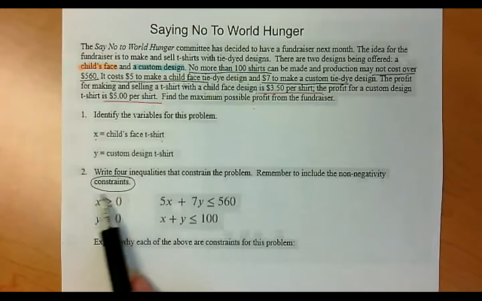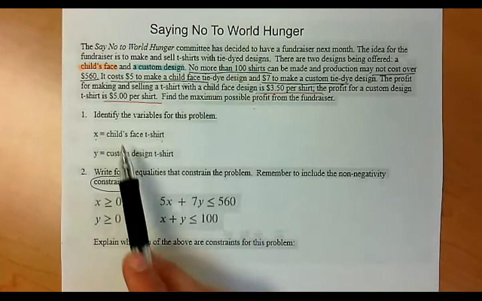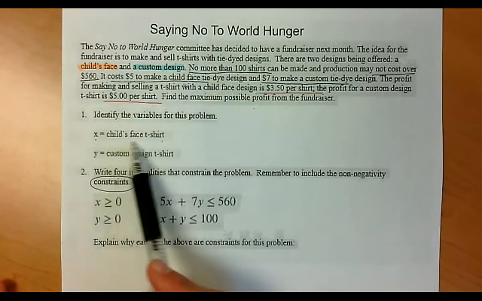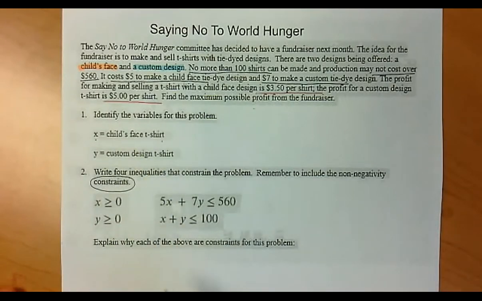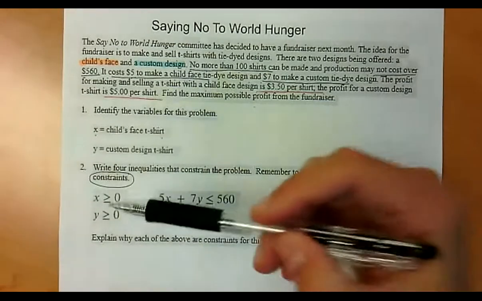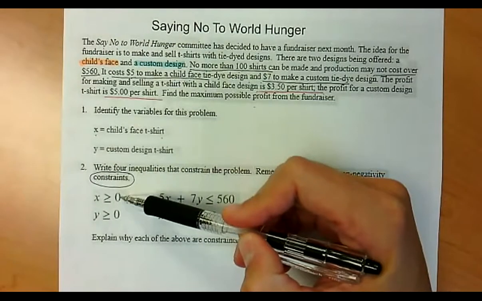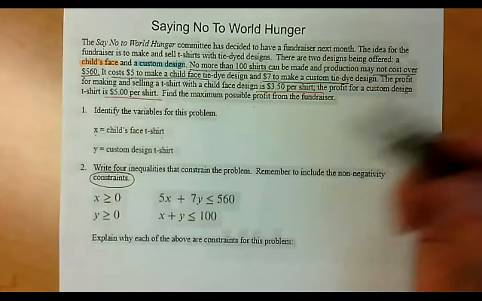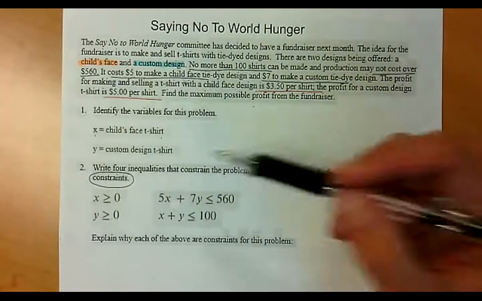Well, these two are given, right? Because it doesn't make sense to have a negative number of child face t-shirts, basically. That's not real life, okay? So we know that X must be greater than or equal to 0. It can be equal to 0 because I can have 0 t-shirts. And the same thing goes for Y.